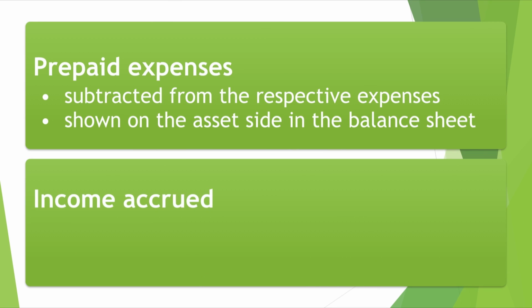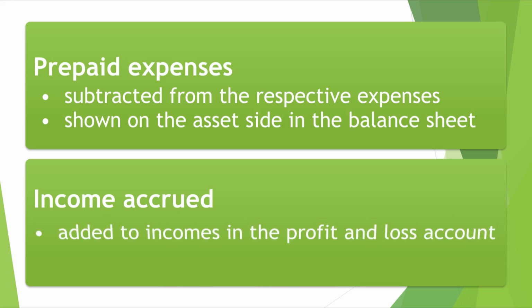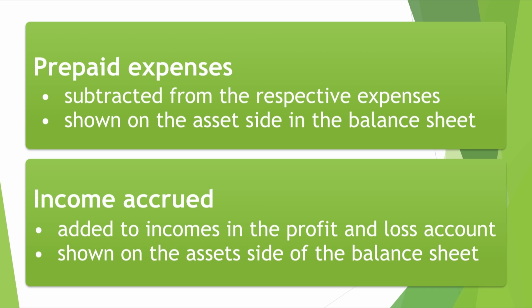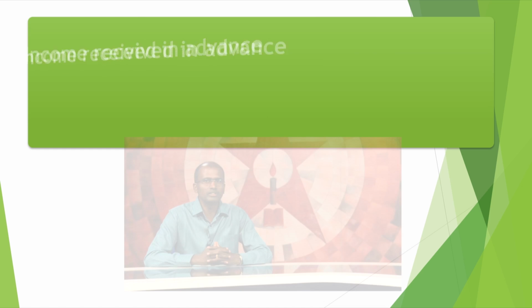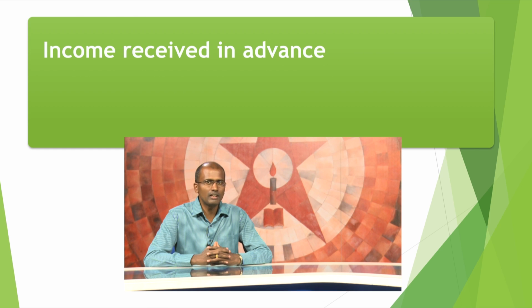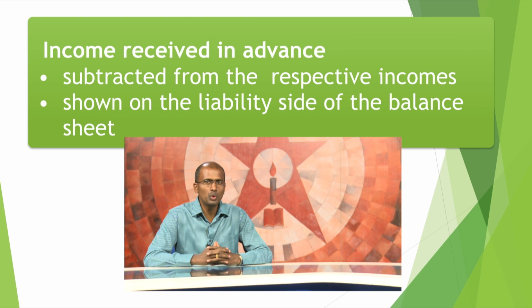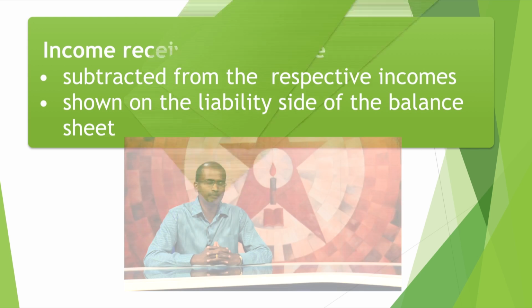Income accrued. These are incomes which are earned in the accounting year but not received by the business. It has to be added to the incomes in the profit and loss account and shown on the asset side of the balance sheet. Incomes received in advance. These are incomes of the following accounting year but received in the current year itself. It has to be subtracted from the incomes and will be shown on the liability side of the balance sheet.